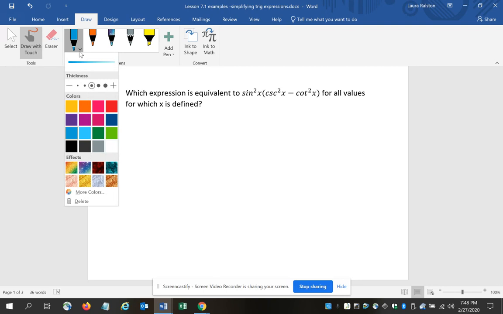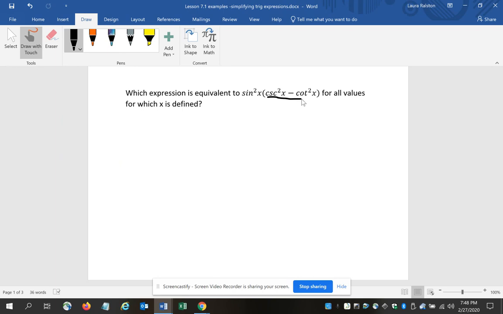Okay, so the next one: which expression is equivalent to sine squared x times cosecant squared x minus cotangent squared x? Again, this was a multiple choice question, but I'm going to actually work it out for you. What jumps out at me is that I have cosecant squared and cotangent squared. And I just mentioned that there's a Pythagorean identity that has a connection between those two functions. So I'm going to see what that does.